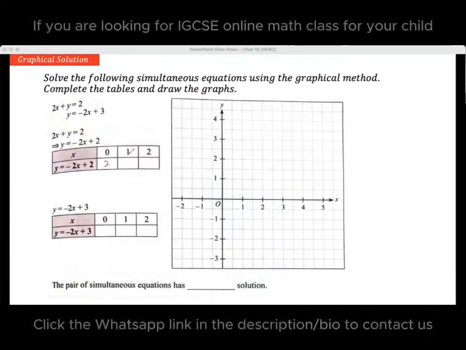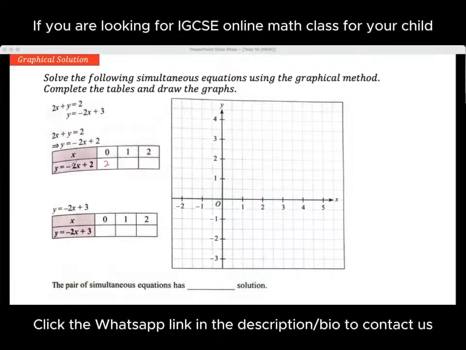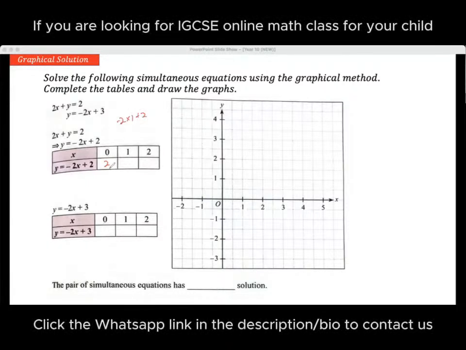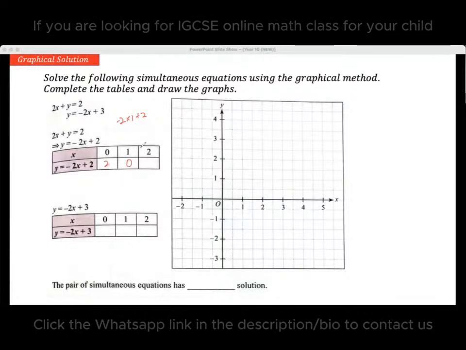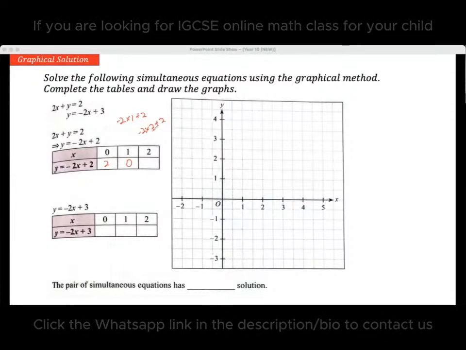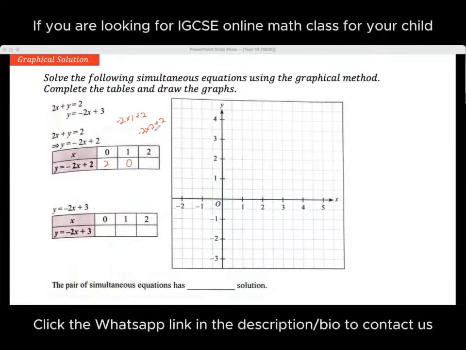When x equals 1, y will be negative 2 times 1 plus 2. So negative 2 times 1, you get negative 2, plus 2, 0. Then when x equals 2, y equals negative 2 times 2 plus 2. So negative 2 times 2, you get negative 4, plus 2, negative 2.